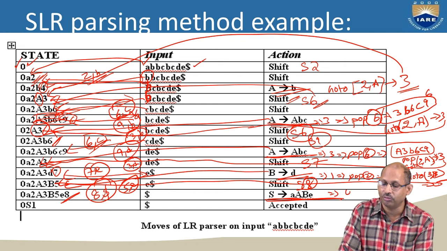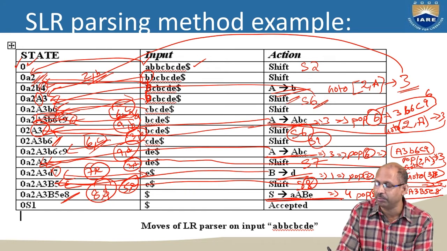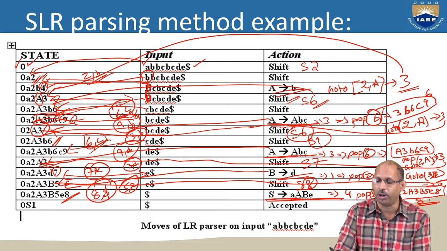How many symbols? 4 symbols. Then pop 8 symbols. What are the 8 symbols? 1, 2, 3, 4, 5, 6, 7, 8: A2, A3, B5, E8. These are the 8 symbols we have to pop.